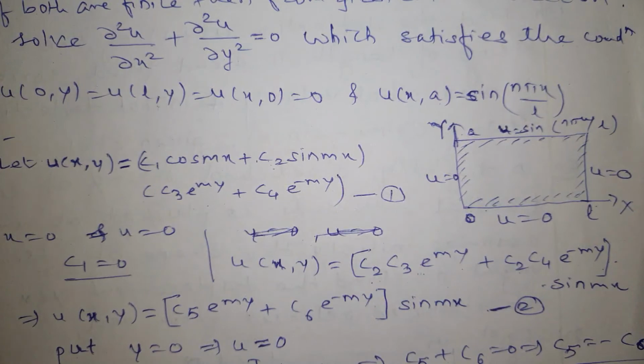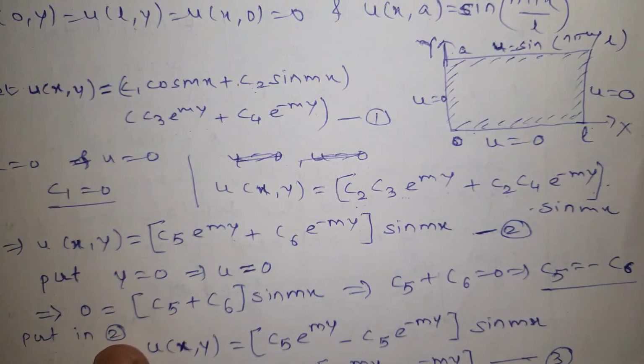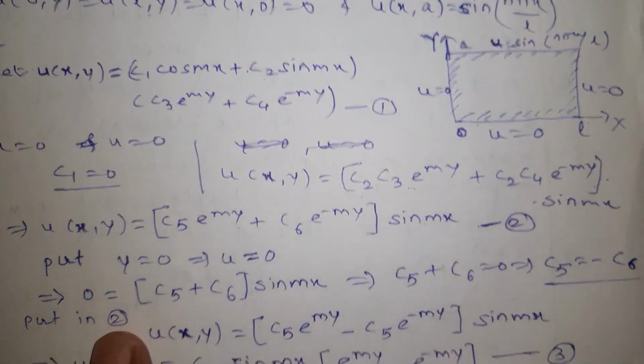You will get 0 is equal to, yes, y equal to 0. e raised to 0 is 1. C5, C6. e raised to minus 0 is also 1. So here C6 sin mx. Now which one is 0 from this?